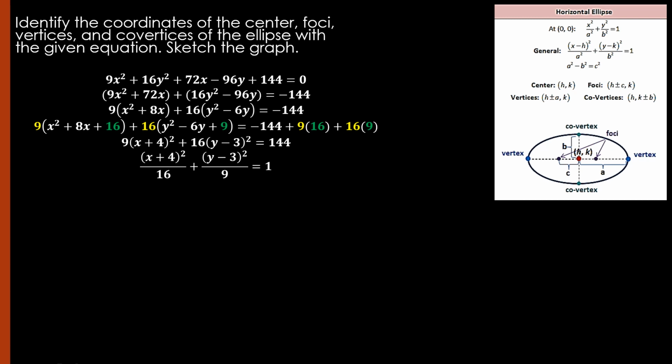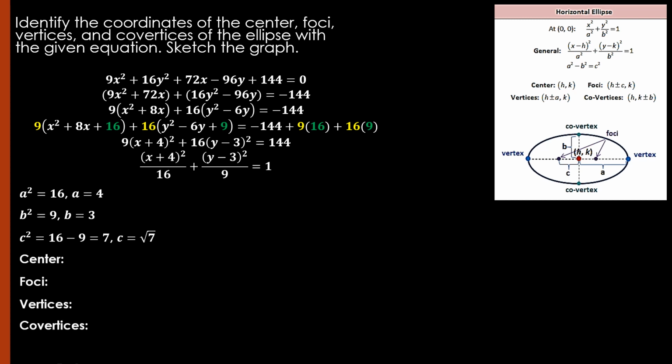So, let's follow these formulas in identifying the parts of the ellipse. We all know that the larger number is the a squared. Therefore, a squared is equal to 16. So, a is equal to 4. b squared is equal to 9. So, b is equal to 3. To get the value of c, we will use the formula a squared minus b squared. So, c squared is equal to 16 minus 9 equals 7. Therefore, c is equal to square root of 7.